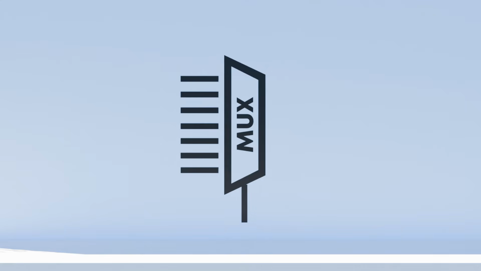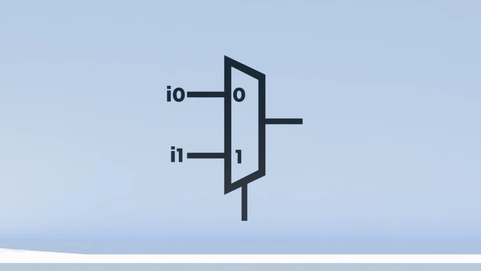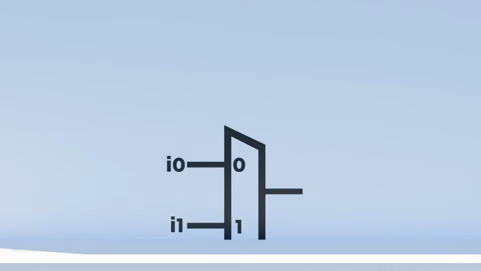A multiplexer has this symbol. It has some inputs of a bunch of different numbers, a select signal, and one output. The way it works is that using the select signal, you can choose which of the inputs you want to have. So for example, in the 2 to 1 case, where you only have 2 inputs, you can have a select signal of 0, in which case the output is the first input, and you can have a select signal of 1, in which case the output is the second input.